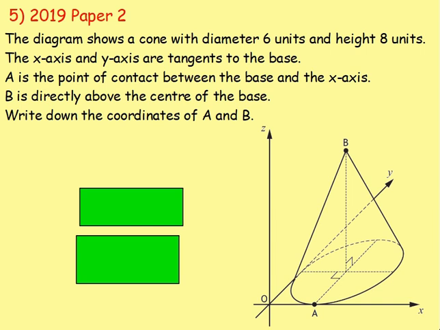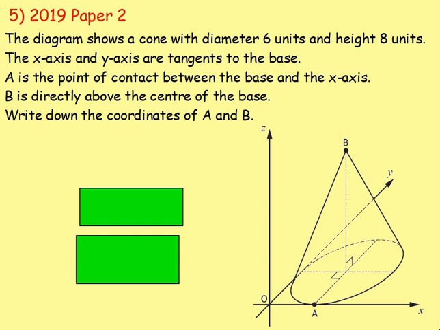Number 5 from 2019 paper 2, calculator paper. The diagram shows a cone that looks slightly wonky with a diameter of 6 units, which means that from one side to the other is 6 units. And a height of 8 units. So from the bottom to the very top is 8 units.